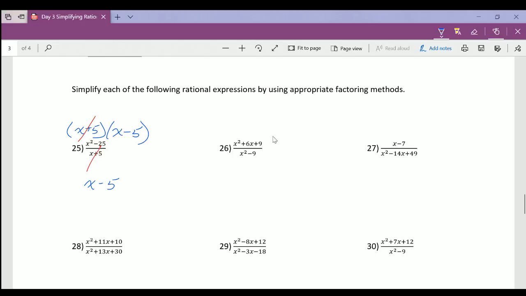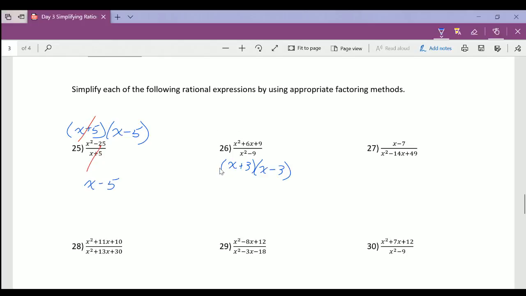Alrighty. Over here, we've got two things that we can factor. We've got x squared minus 9. It's a binomial. It's a difference. And both numbers are squares. So we can say x plus 3 times x minus 3. Up top, two numbers. Multiply them to get 9. Add them together to get 6.